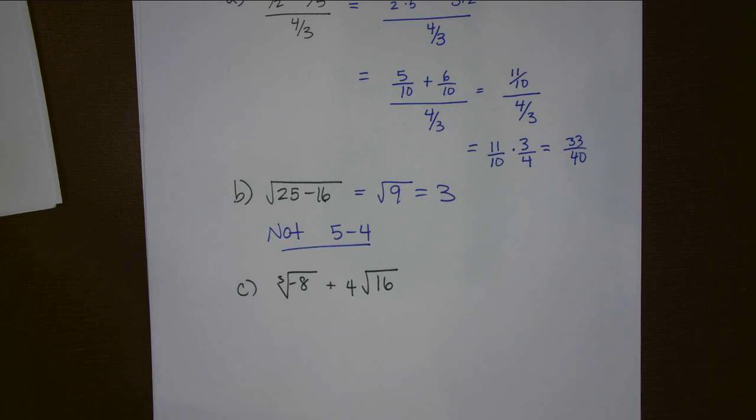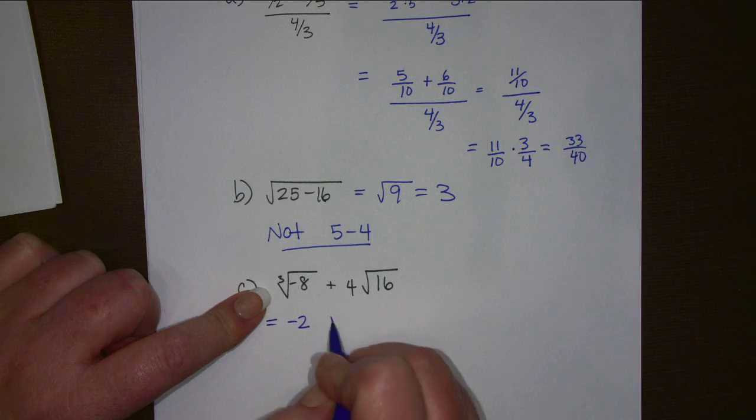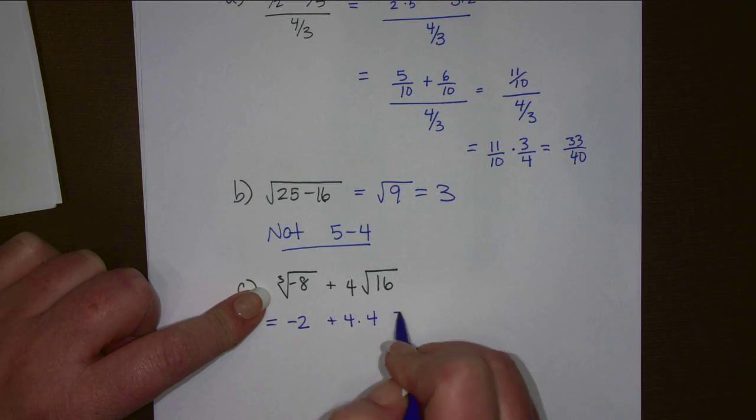What's the cube root of negative 8? Negative 2. This is 4 times the square root of 16. So minus 2 plus 16 is 14.